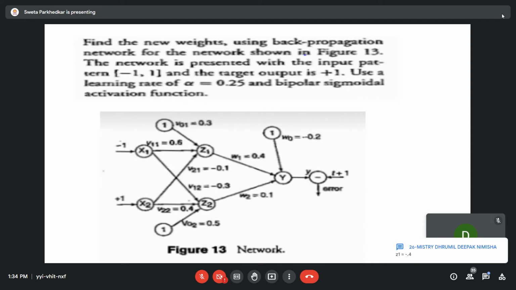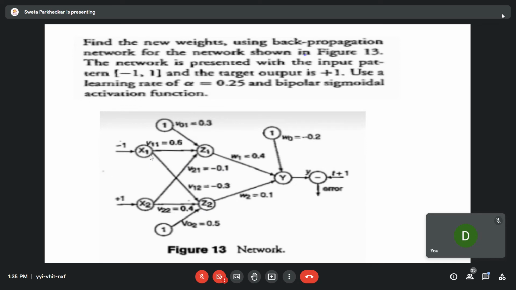Z1, it is minus 0.4. No, for Z1 the initial weights are V11, V21 and V01. Yes, it's 0.6, -0.1 and 0.3. Can you see these three arrows? V11, V21 and V01. So it's 0.6, -0.1 and 0.3.